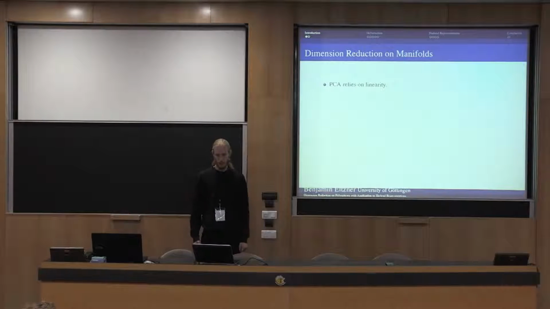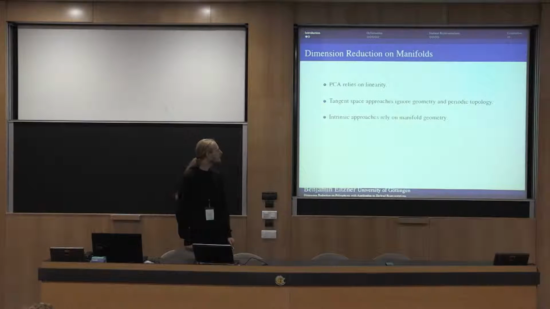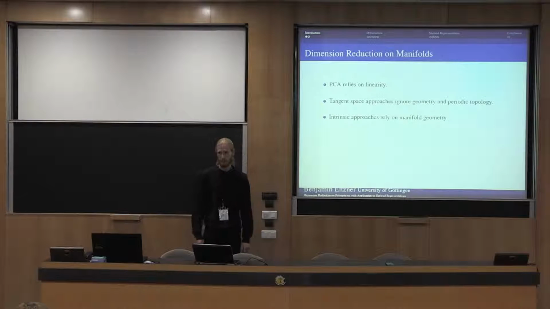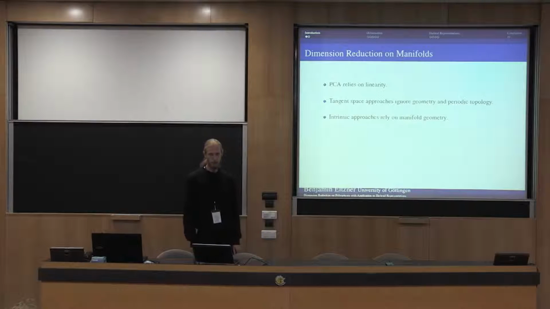The principal problem we deal with for dimension reduction on manifolds is that we cannot simply generalize a very well-working concept from linear spaces, namely PCA, which relies crucially on linearity. And so there are essentially two classes of approaches, namely first tangent space approaches, which mostly ignore geometry and especially also periodic topologies, for example, for spheres or tori or spaces like that. And on the other hand, intrinsic approaches which rely on the manifold geometry.